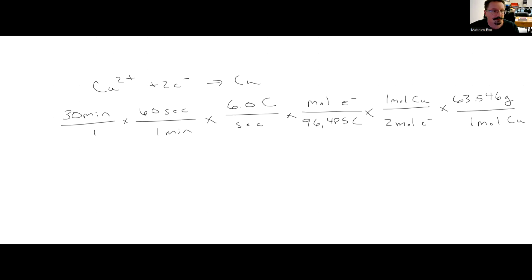So if we go through this, if we set it up properly, minutes cancel, seconds cancel, coulombs cancel, moles of electrons cancel, moles of copper cancel, and we're left with the units that we want, which are grams. And if I plug all this in, 30 times 60 times 6 divided by 96,485 divided by 2 times 63.546 gives me 3.556, or your answer choice 3.56. There it is, yeah. 3.56 grams.